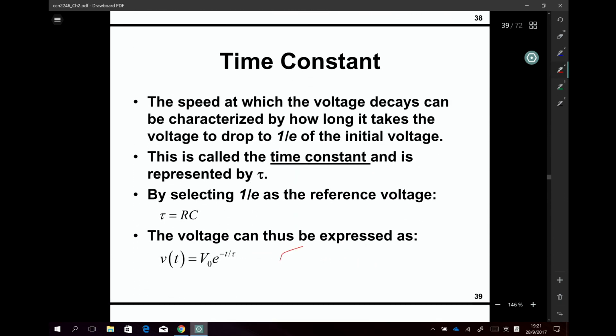Now, the speed at which the voltage decays can be characterized by how long it takes the voltage to drop to 1 over e of the initial voltage. It is the so-called time constant, tau. And in the RC circuit, tau equal to RC. Therefore, sometimes our voltage function can be expressed as v(t) equal to V0 times e to the power minus t over tau.